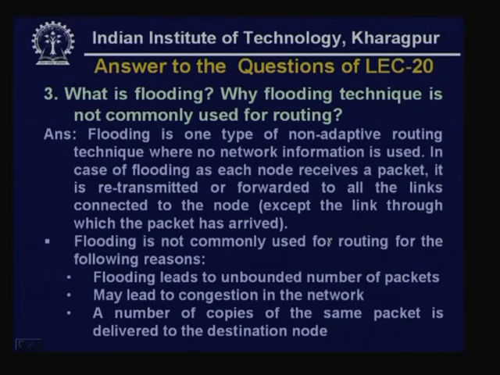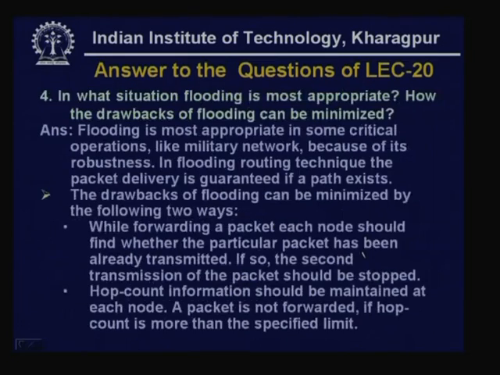Why is the flooding technique not commonly used for routing? As you know, flooding is one of the non-adaptive routing techniques where no network information is used. In case of flooding, as each node receives a packet, it is retransmitted or forwarded to all links connected to the node except the link through which the packet has arrived. Flooding is not commonly used for routing for the following reasons. As we know, flooding leads to an unbounded number of packets. It may lead to congestion in the network, and a number of copies of the same packet are delivered to the destination node. These are the limitations.